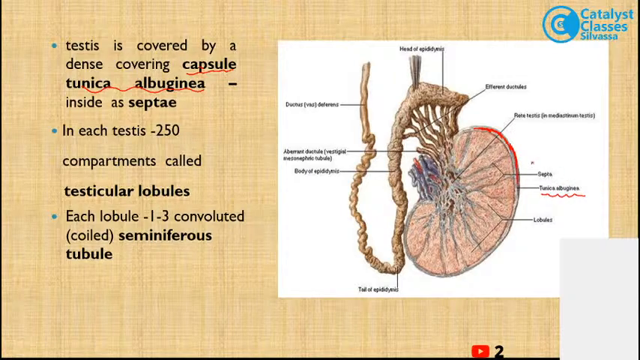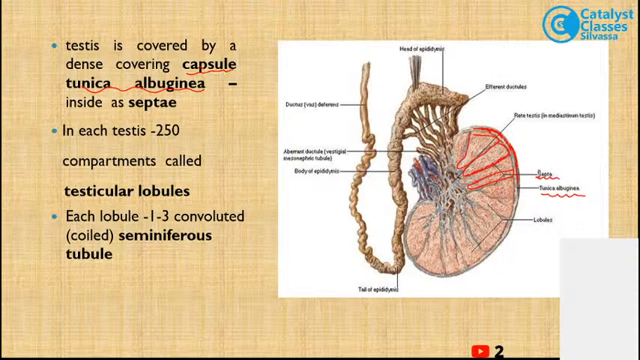Fine. And on the inner side, this tunica albuginea is divided into compartments, as you can see here, like this. There are internal lobules which are formed. These internal divisions, the layer which is moving inside, are called the septa.